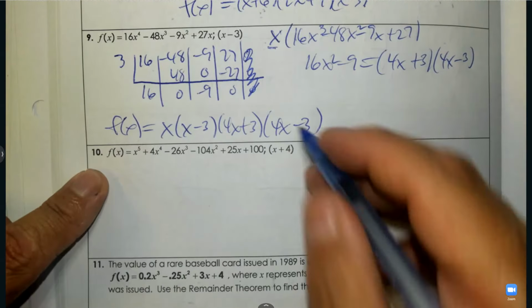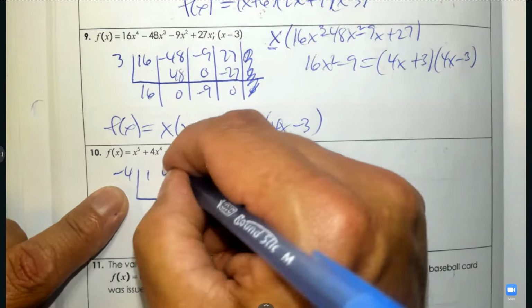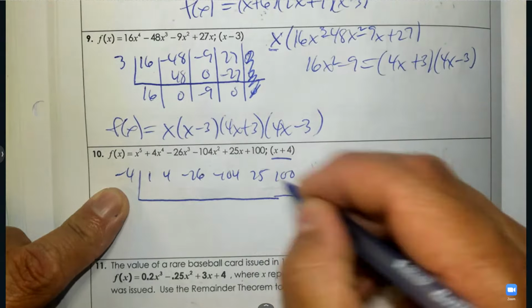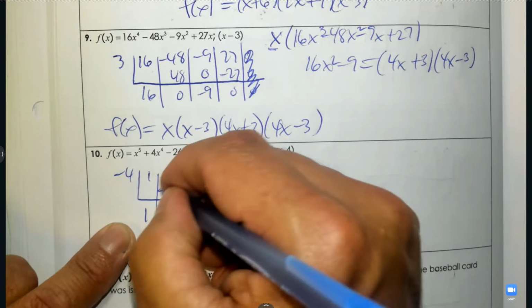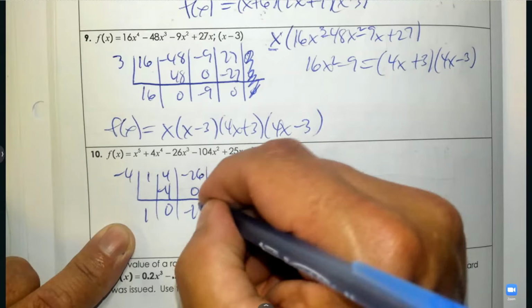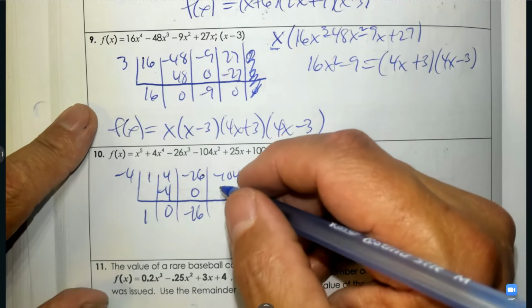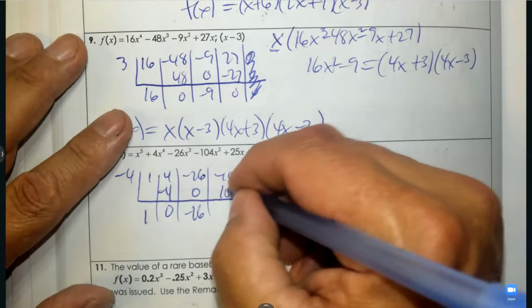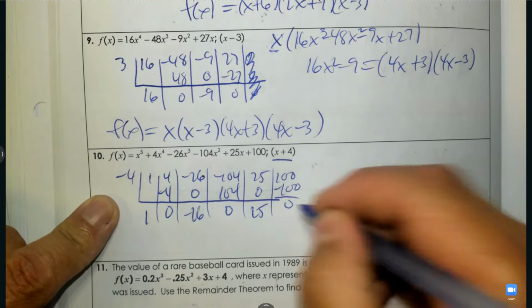Number 10. So negative 4. So we have 1, negative 4. 4 times 26. What do you think? 80 and 20, that's 104, right? 0, negative 100. All right.